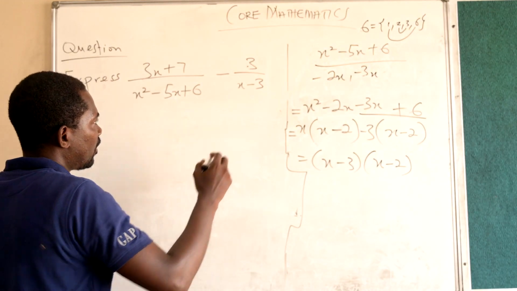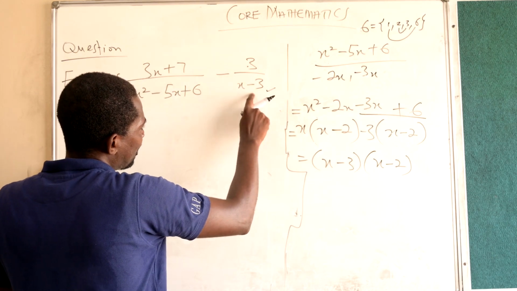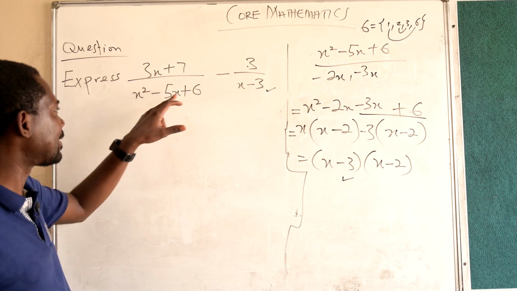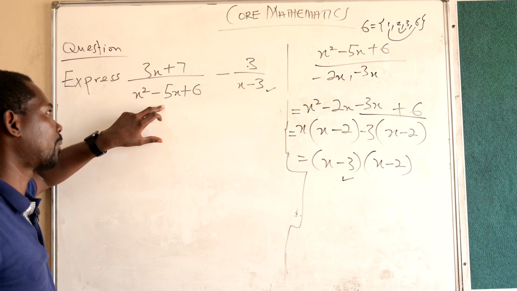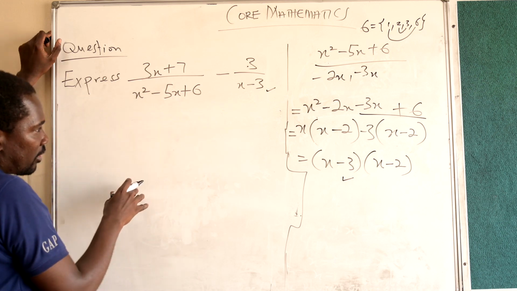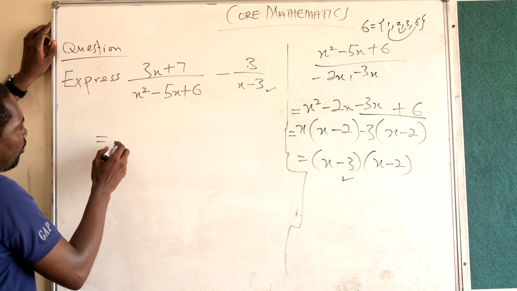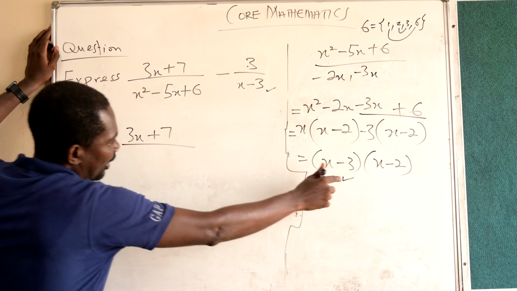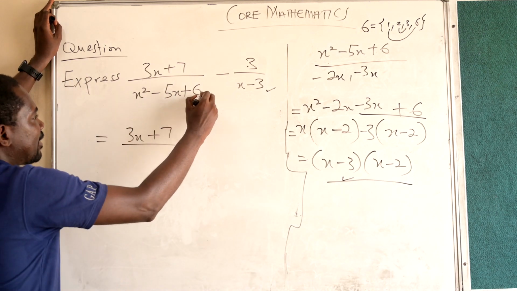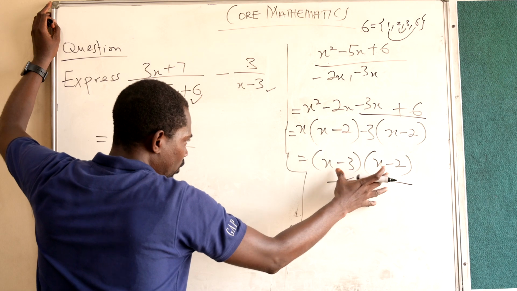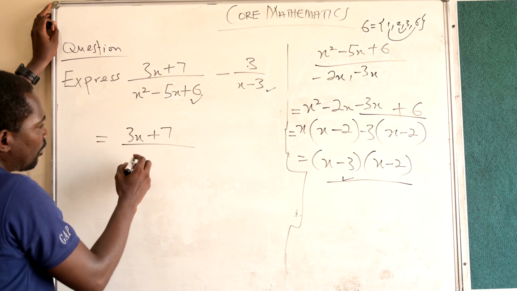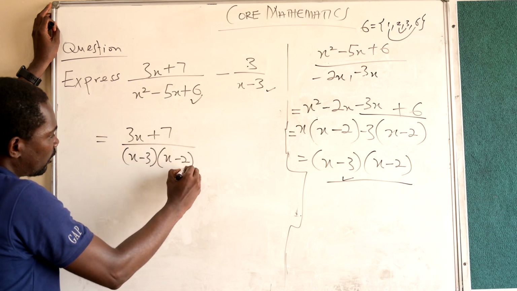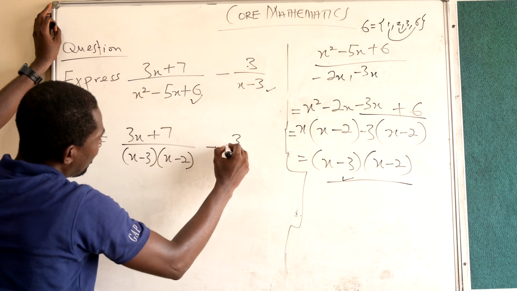Now, look at something. You realize that this x minus 3 is here. So it means that this x minus 3 is inside this quadratic expression. Alright, now I'm going to solve this. This is now going to be 3x plus 7 over this. Because it's from this that we obtain this. So we are going to use this to replace that. So it's going to be over x minus 3 multiply x minus 2. Then we have this here.